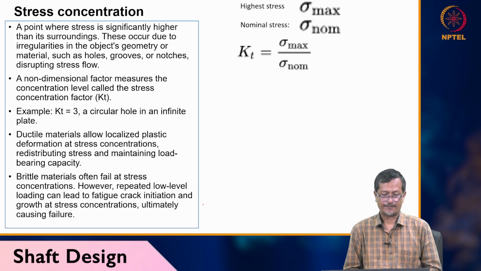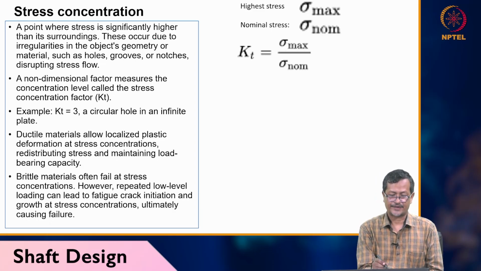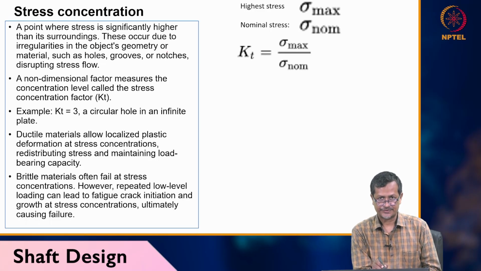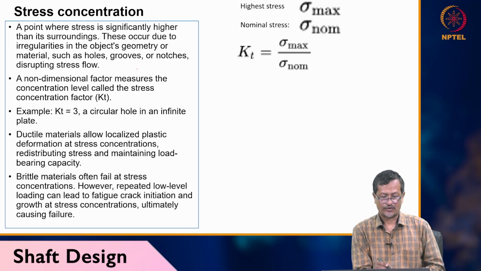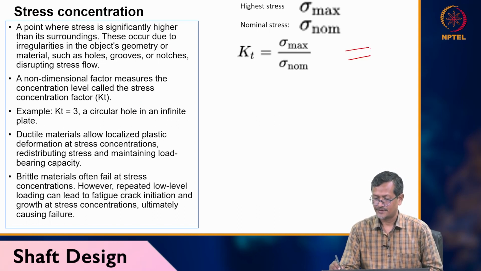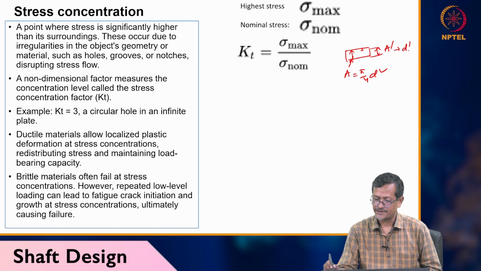Stress concentration is a point where stress is significantly higher than its surroundings. This occurs due to irregularities in the object's geometry or material, such as holes, grooves, and notches, disrupting stress flow. A non-dimensional factor called the stress concentration factor is used. For example, you have one shaft and a small crack here. The total area is A = pi/4 d^2. But at this location the area is reduced, A dash, where the diameter is maybe d dash, so the area becomes pi/4 d dash^2.